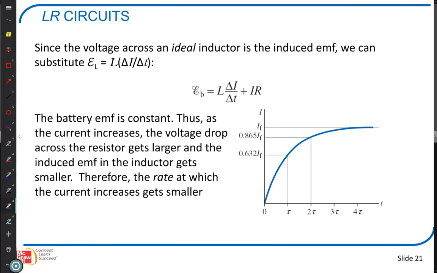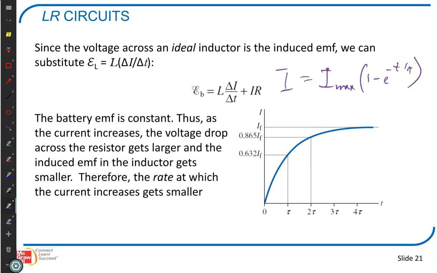This here is showing the opposite situation. The current is equal to I max times 1 minus e to the minus t over tau, is the easiest way to write that equation. The equations that we use for RL circuits are exactly the same as the equations for RC circuits. The only difference is tau has a different definition. And so if you know how to do one, you can do the other.